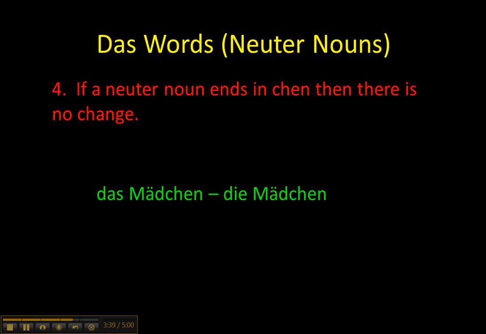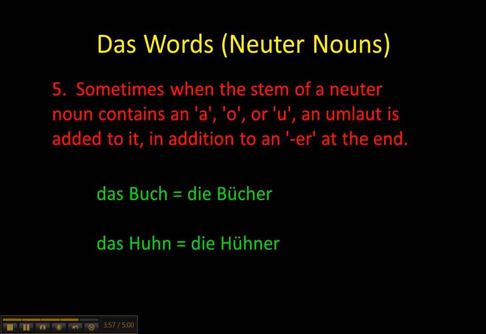And then next to finally, if a neuter noun ends in -chen, which is a diminutive suffix which shows that it's normally the smaller of something, then there is often no change also. Das Mädchen, die Mädchen. Finally, sometimes when the stem of a neuter noun contains an a, o, or u, then an umlaut is added to it in addition to an -er ending. So this is another common ending for das words in the plural. Das Buch, die Bücher, das Huhn, die Hühner.